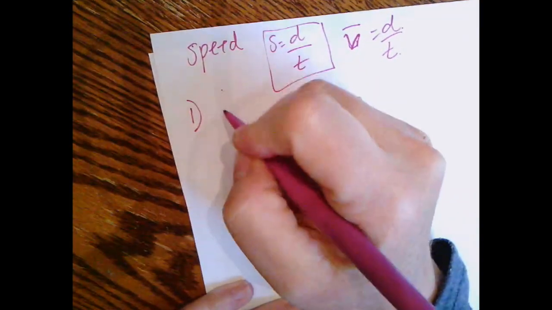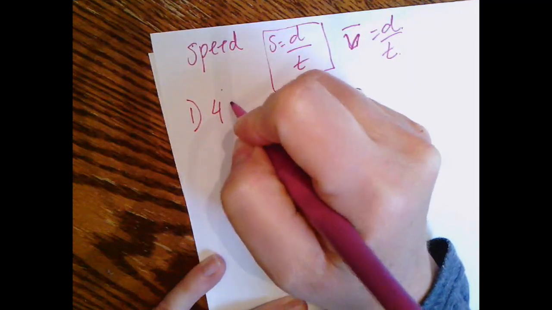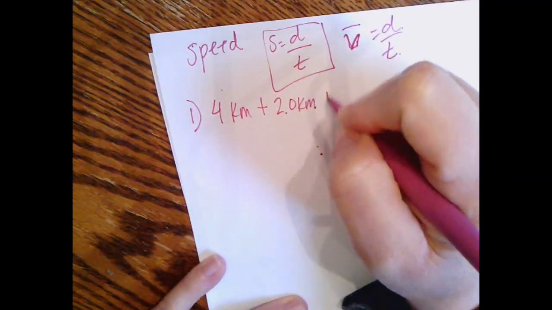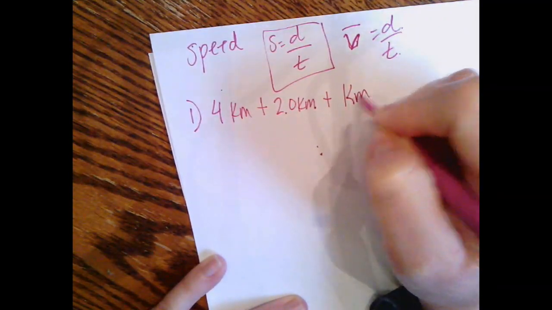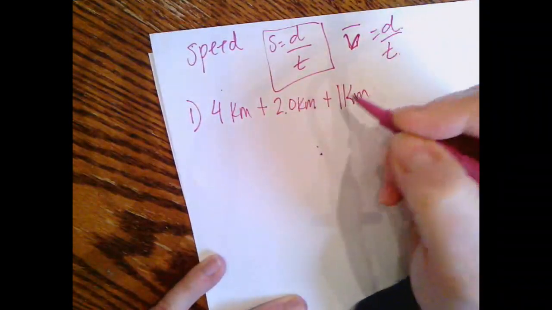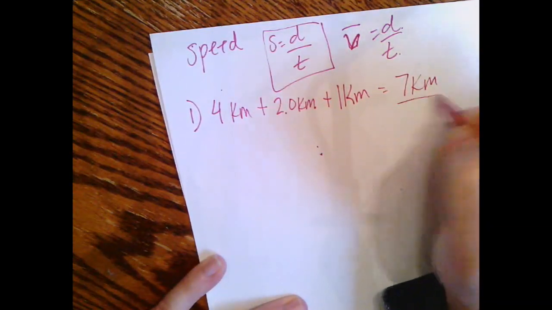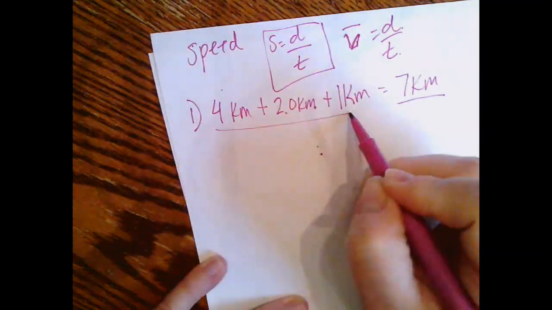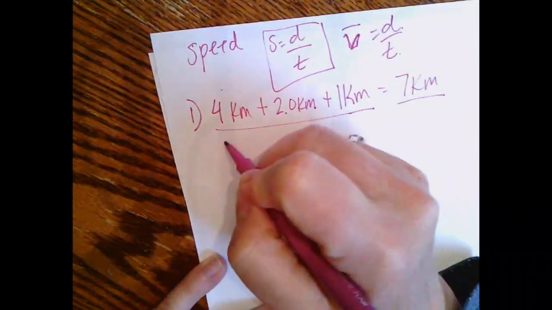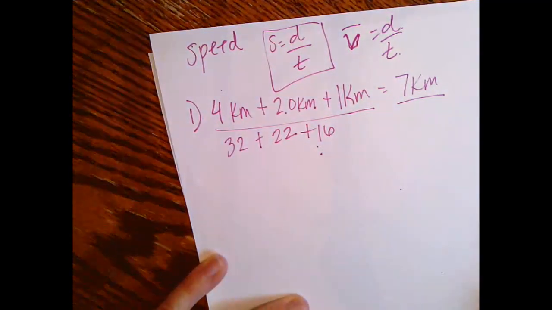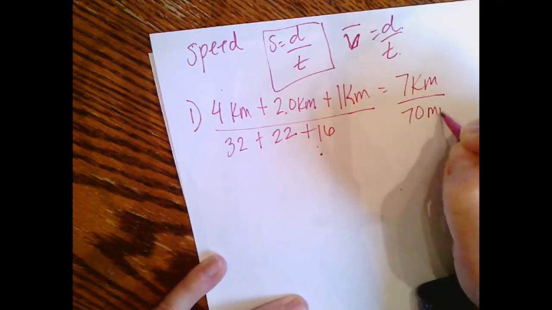So number one would be 4 kilometers plus 2 kilometers plus 1 kilometer. I'm going to need my calculator for this. So 4 plus 2 plus 1 is 7 kilometers. And then we have divided by 32 minutes plus 22 minutes plus 16 minutes. Sorry, I can't do that in my head. 32 plus 22 plus 16. I know half of you just did that in your head.